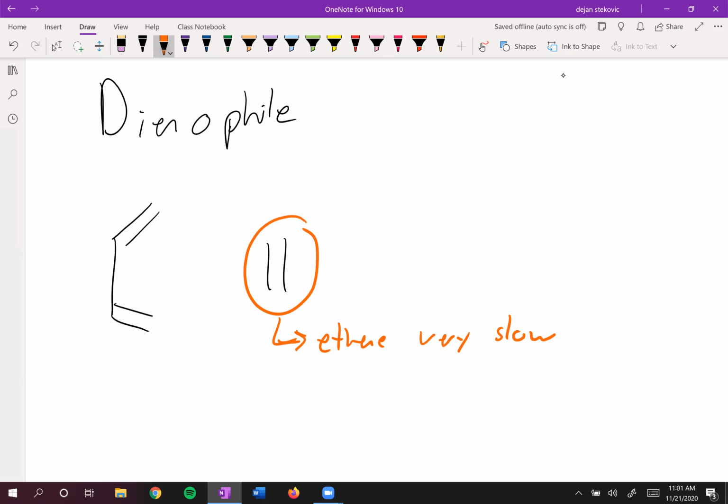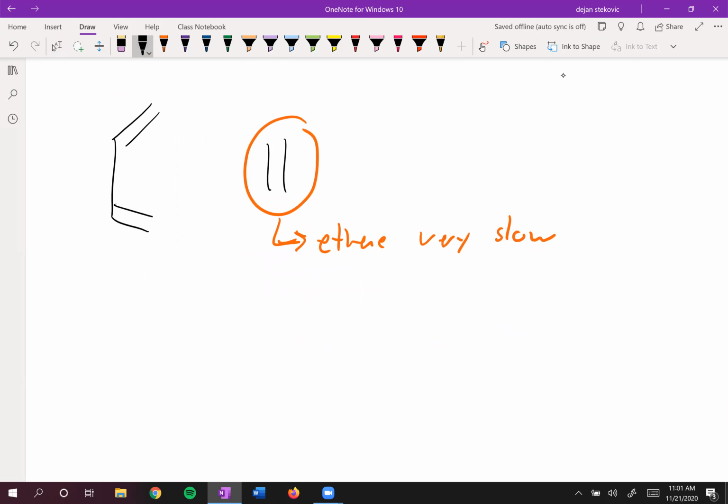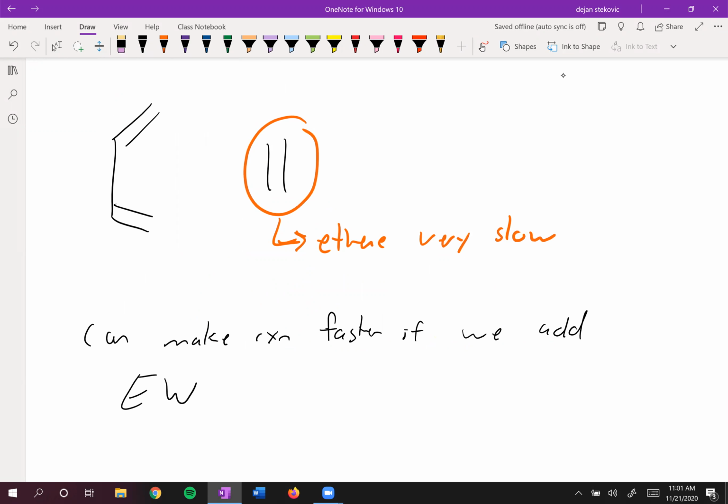And that's because both the diene and the dienophile have essentially the same electron density, whereas in most cycloaddition reactions, the diene is electron rich, while the dienophile is electron poor. And so we can make this reaction faster if we add EWGs to the dienophile.